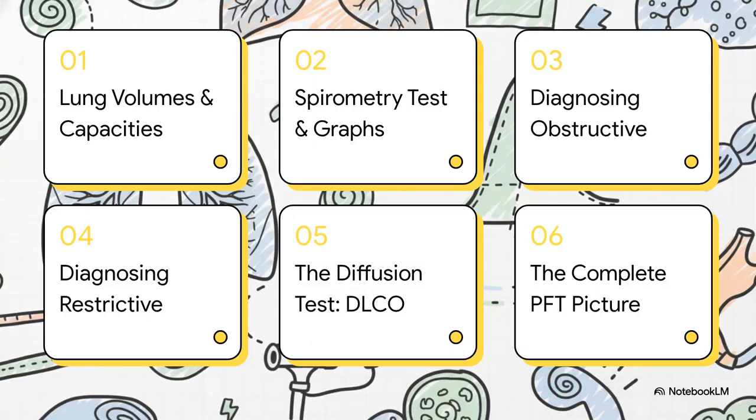Okay, so here's our roadmap. We're going to start with the absolute fundamentals, the language of the lungs, you could say, their volumes and capacities. Then, we'll get into the actual spirometry test and its graphs, apply that to diagnosing both obstructive and restrictive patterns, and then pull it all together by adding in the diffusion test to get the complete diagnostic picture.